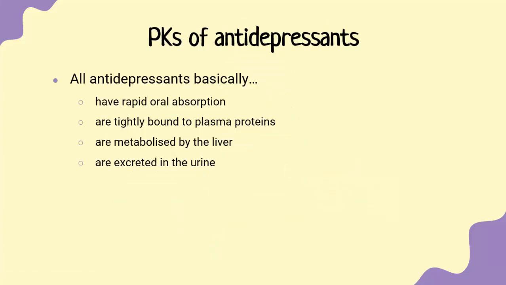Basically, all antidepressants that are currently being used have rapid oral absorption. So usually they are given orally. They are tightly bound to plasma proteins, they are metabolized in the liver, and also they are excreted in the urine.